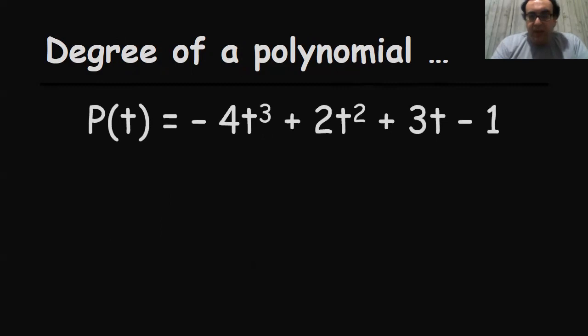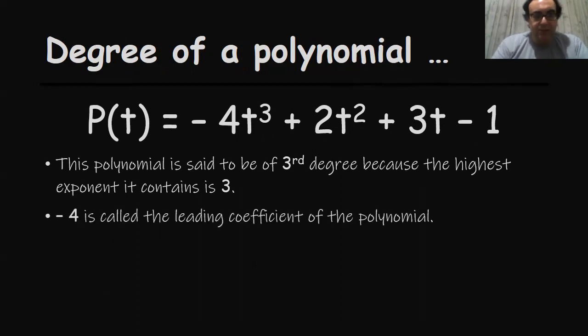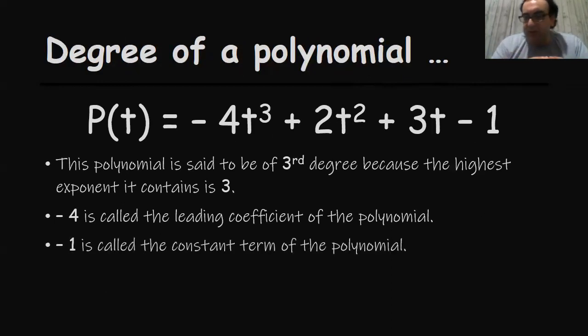We call the degree of a polynomial the highest exponent, and here it's 3, for example. So the degree of a polynomial is its highest exponent. And minus 4, the first, is called the leading coefficient of the polynomial, and minus 1 is called the constant term of the polynomial because it has no variable, so it's a constant.